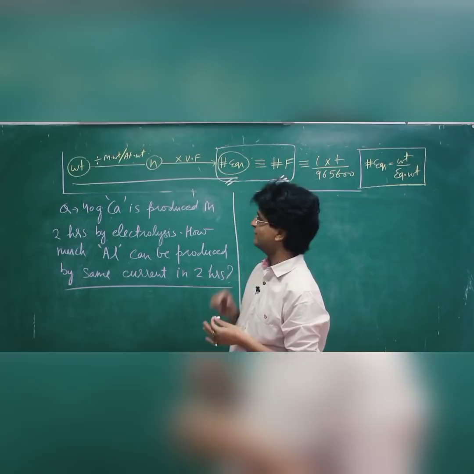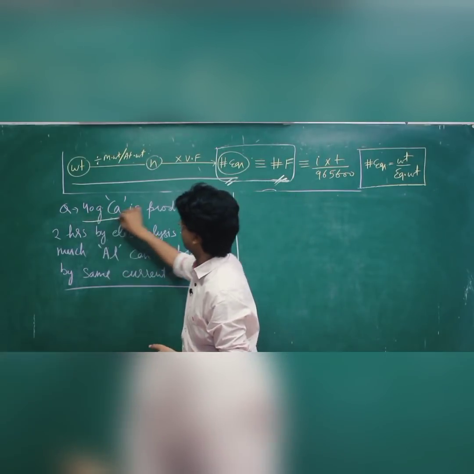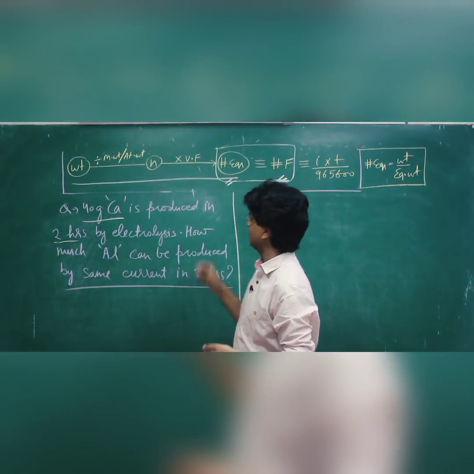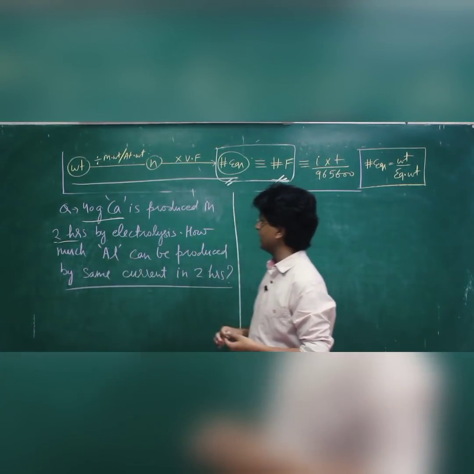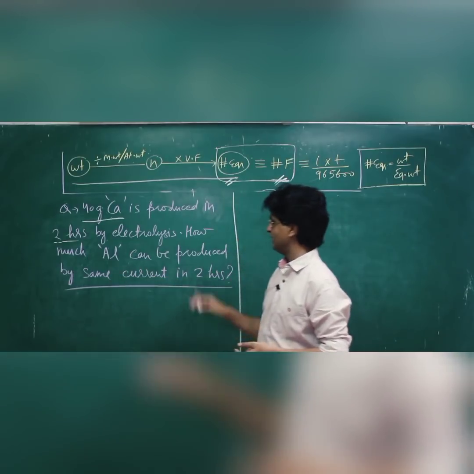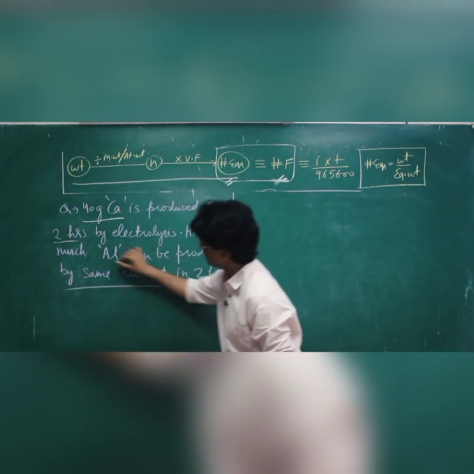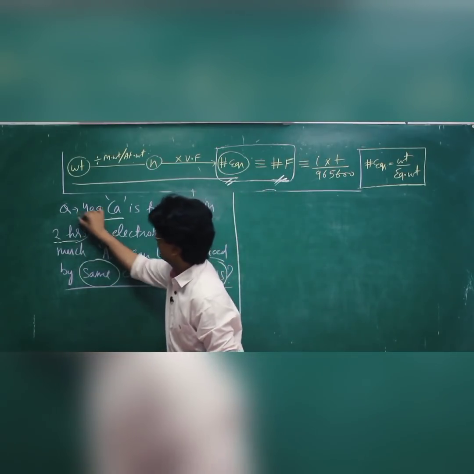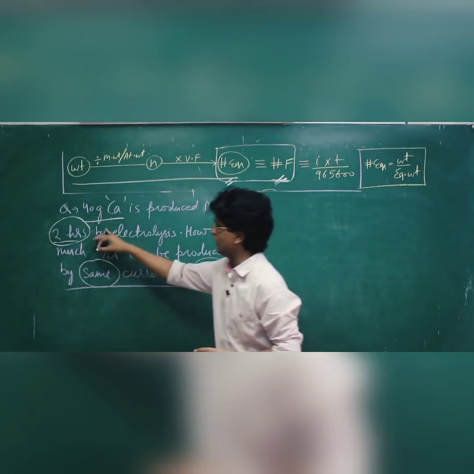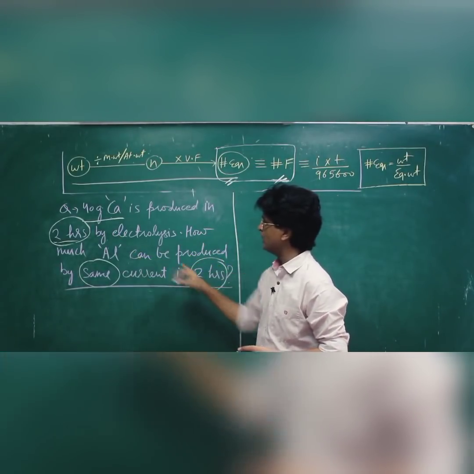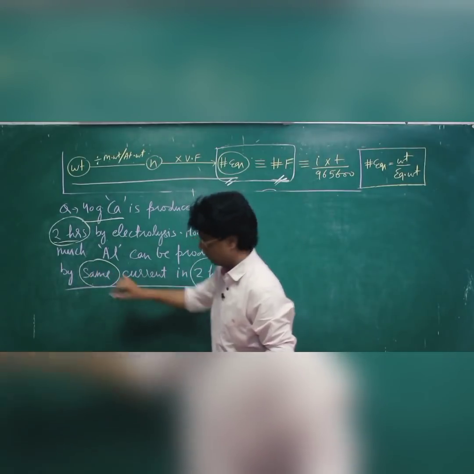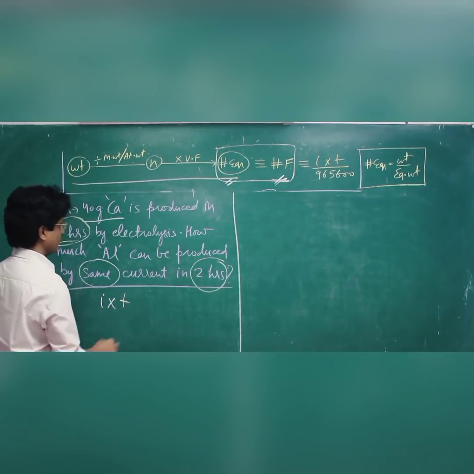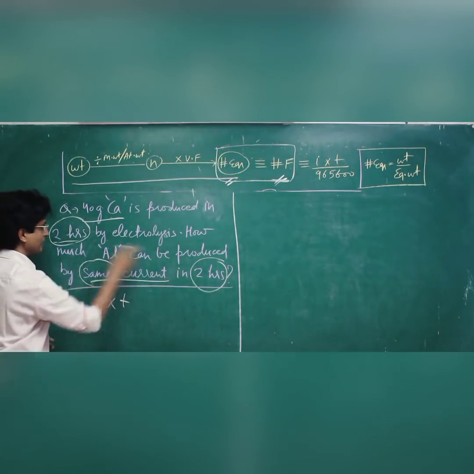So our next question is 40 gram calcium is produced in 2 hours by electrolysis. How much aluminium can be produced by the same current in 2 hours? See that they are saying same current and in 2 hours. Calcium we got in 2 hours. They are asking aluminium in 2 hours by the same current. That means they are saying that I into T is same. Current, same current, time is also same.